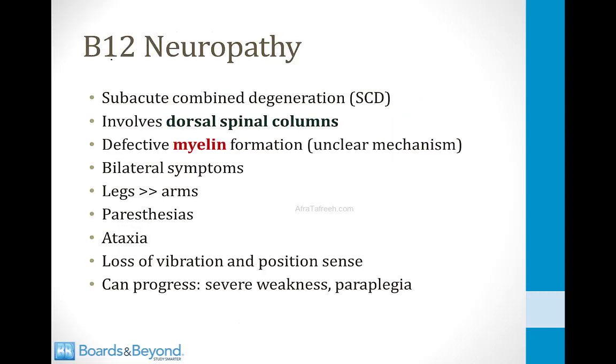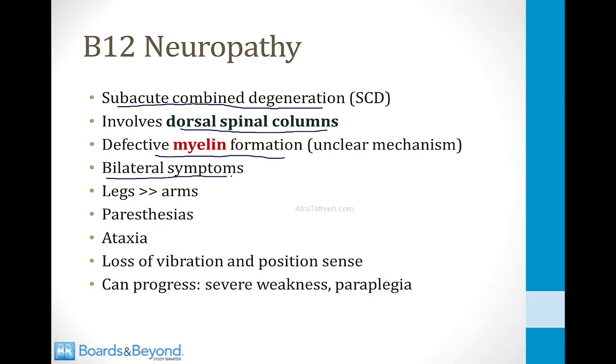The neuropathy that occurs in B12 deficiency is called subacute combined degeneration, and it involves the dorsal spinal columns. I talk about this in more detail in the neurology modules on the spinal cord. It results from defective myelin formation as a result of B12 deficiency. The exact mechanism by which B12 causes this is unclear.